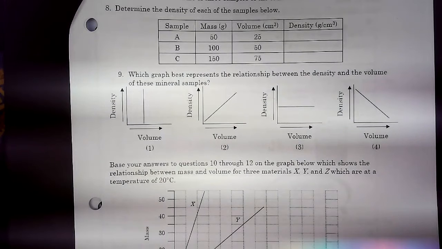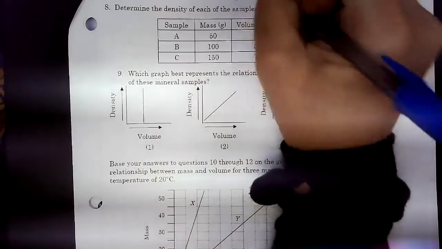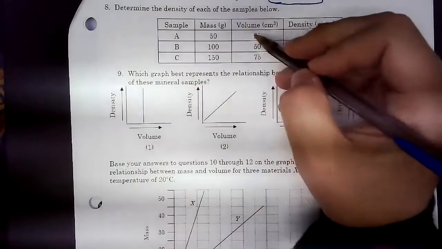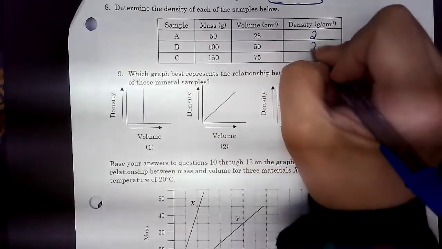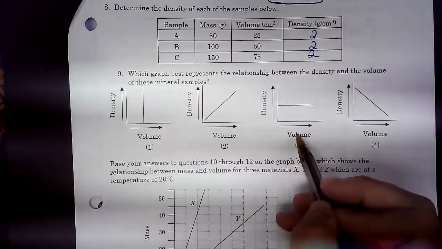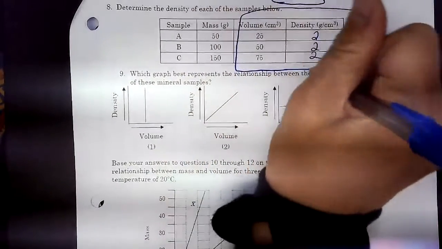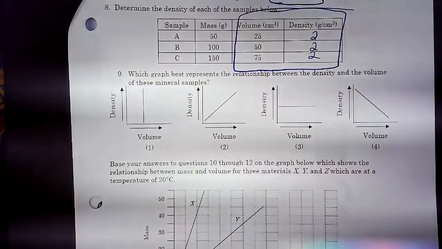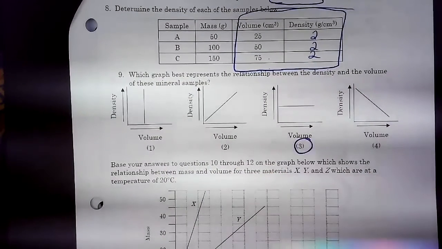Determine the density of each sample. The data table below shows the mass and volumes of 3 samples of the same mineral. Mass divided by volume: 50 divided by 25 is 2, 100 divided by 50 is 2, and 2. Now be careful here. Now we've got the volume and the density. So that's these two. What happens is volume increases, density stays the same. That's answer 3.